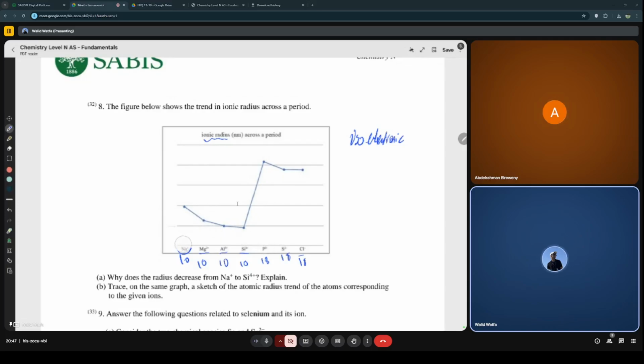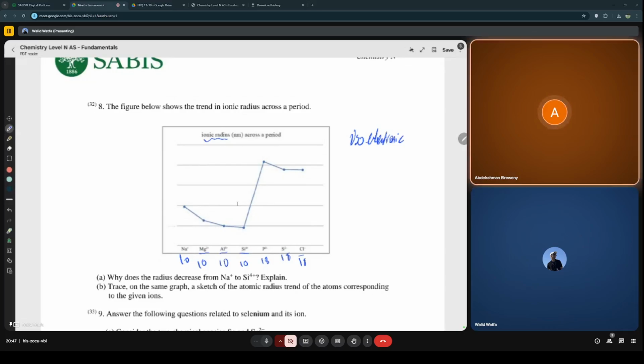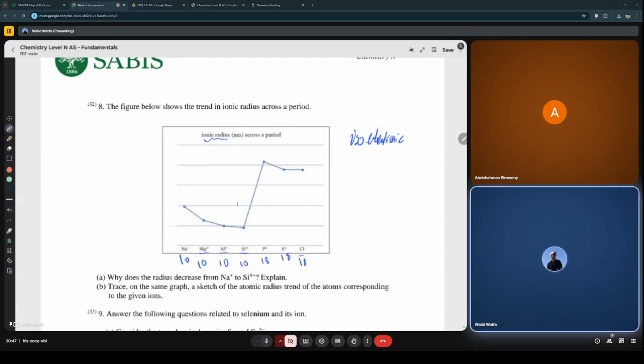Is Si4 plus 10 also? Si4 plus, I don't have the periodic table in front of me. What's the number for Si? 14. Okay, perfect. So you have 10, 10, 10, 10, 10, 18, 18, 18. Why does the radius decrease from Na plus to Si4 plus? Let's go from here to here.